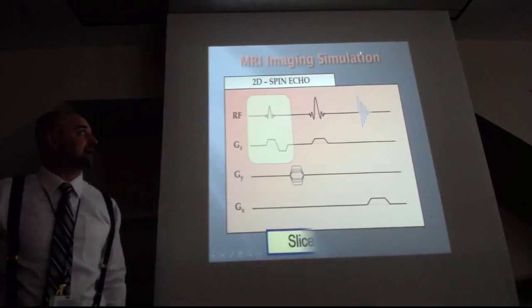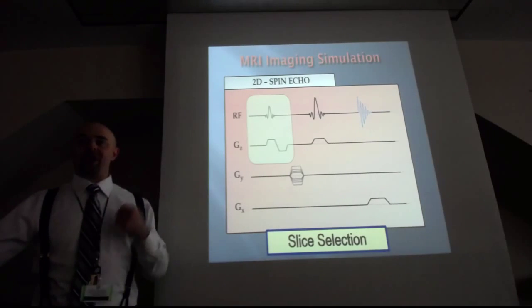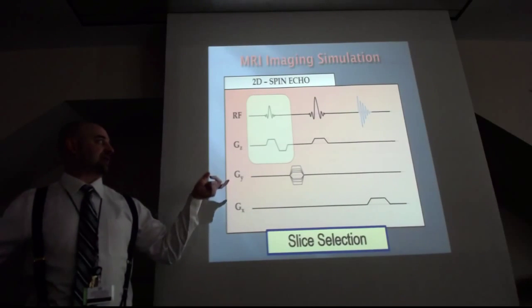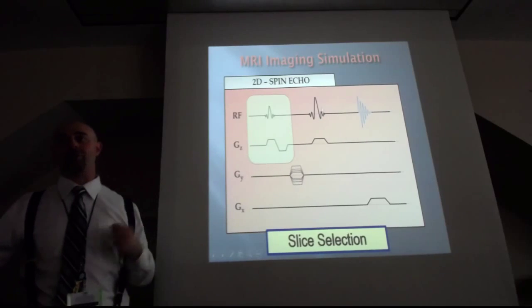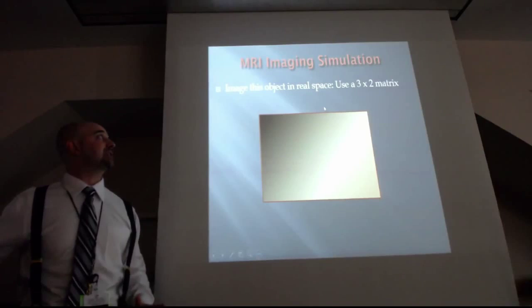Anyway, all right, let's start our quote-unquote simulation. So first step, as we know, is always slice selection. So we've got the slice select gradient GZ turned on, and an RF pulse that knocks magnetization from longitudinal into the XY plane.